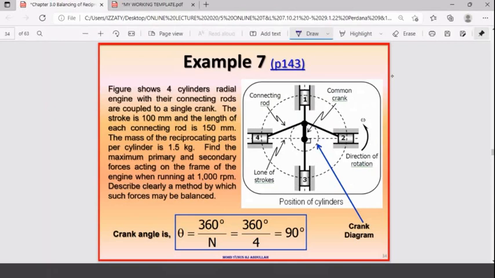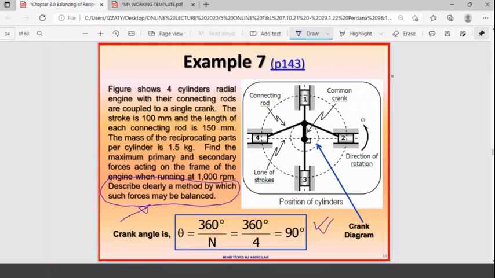Okay, so now what you have here, I'm not going to read the whole thing. What I intend to share is basically the methods by which such forces may be balanced. First you need to define what are the things which are not balanced. Then you are going to balance the engine. Okay, so first start with this one.